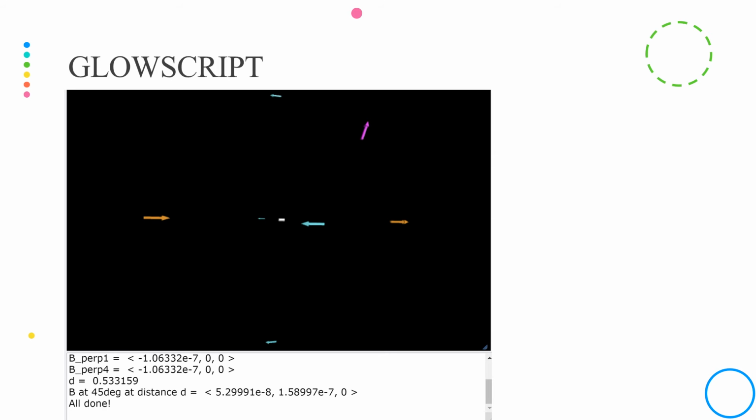Glowscript. As you can see in the model from my VPython code, it is consistent with the idea that the magnetic field of a dipole bar magnet will flow from south to north and out and back again. The magenta arrow in the top right corner of the image is the magnetic field at 45 degrees at distance d, with d equal to about 0.53 meters.